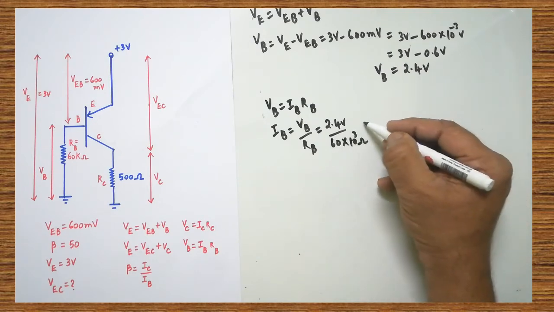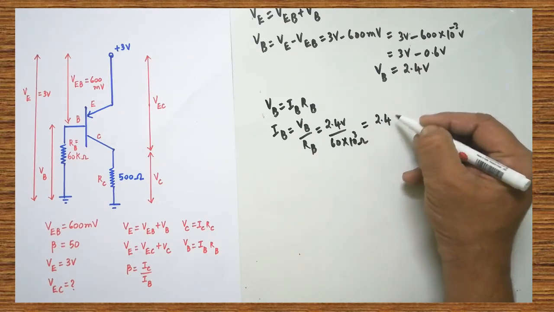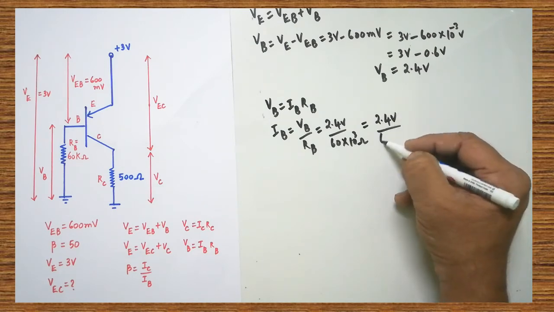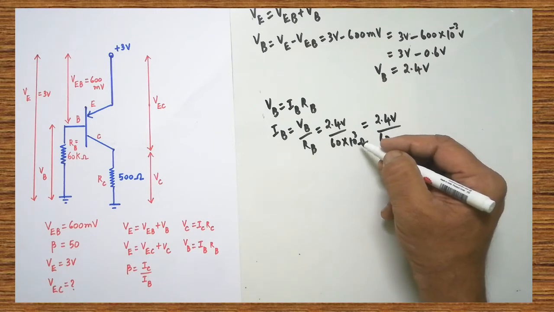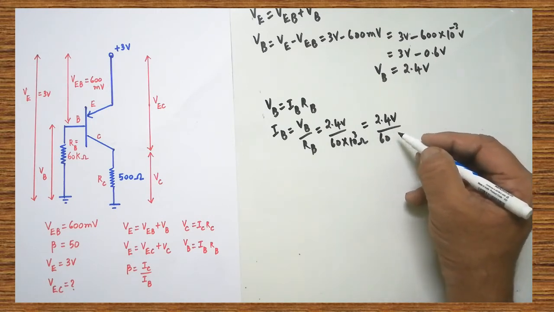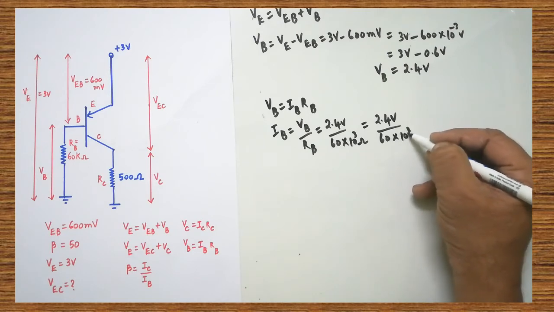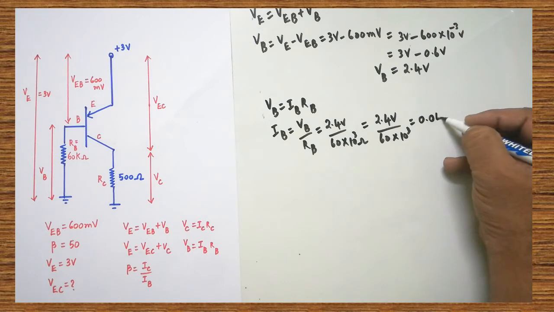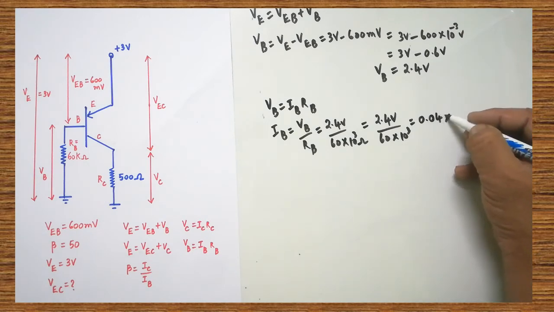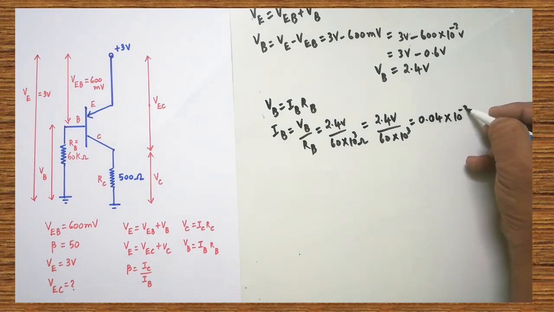Next step, 2.4 volt divided by 60. That 60 kilo ohm should be written in this format. Are you clear? So that is the value already written. If it is calculated, you will get the answer as 0.04 into 10 to the power of minus 3.